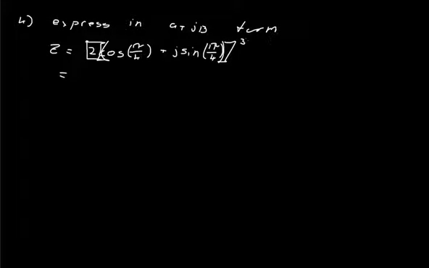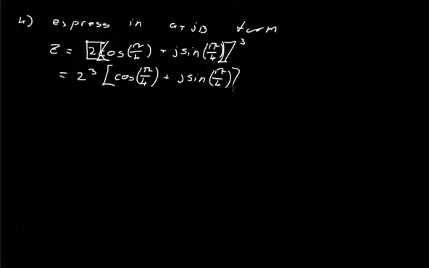What it works out to is the cube belongs to the 2 and to this whole piece here, the cos and sine piece. So it's 2 cubed times cos pi over 4 plus j sine pi over 4, all cubed. Okay, so let's start off with the easy part. 2 cubed is 8. Actually, no. Let's leave it like this for now.